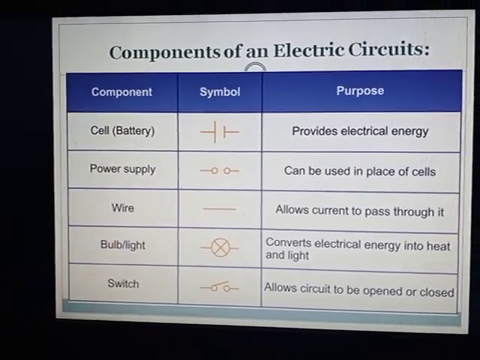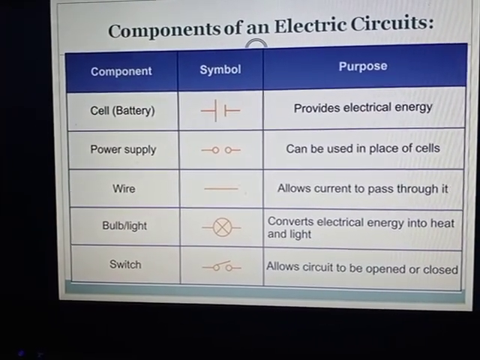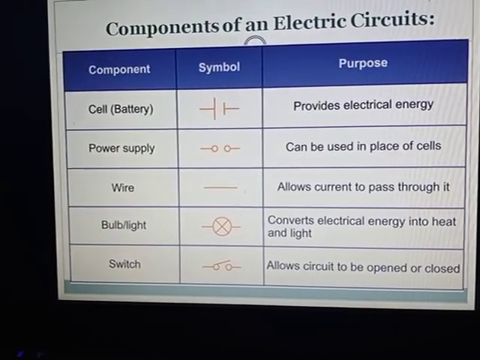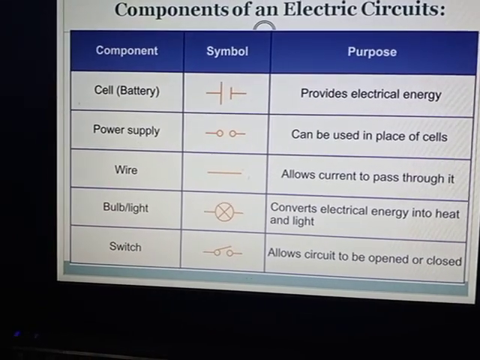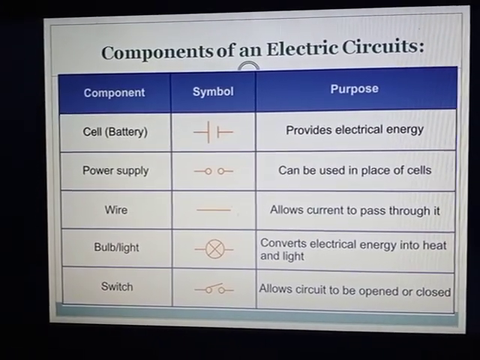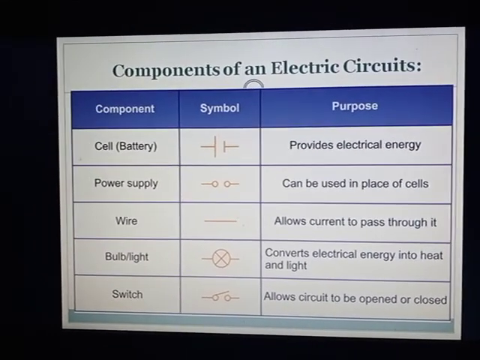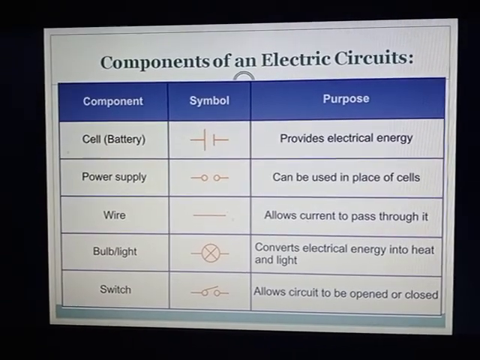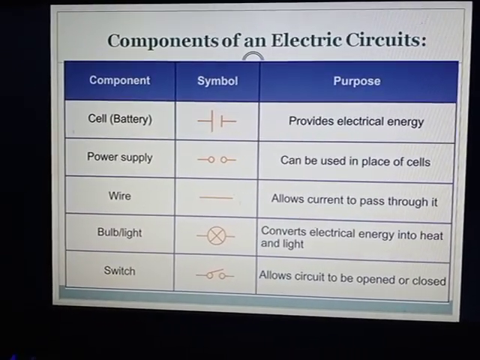These are the components of electric circuits. Suppose we want to draw an electric circuit, then we need more time because we have to draw the diagram of a bulb and the diagram of the cell. So to make it convenient, we use the symbols of the electrical components of the electric circuits. By using these symbols, we represent the electric circuit. Then this is called a circuit diagram.